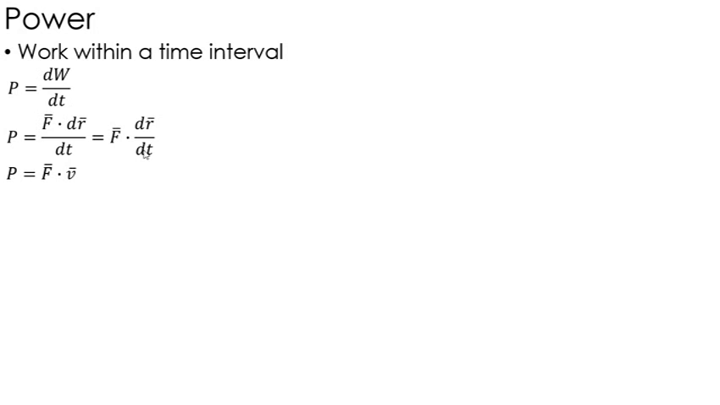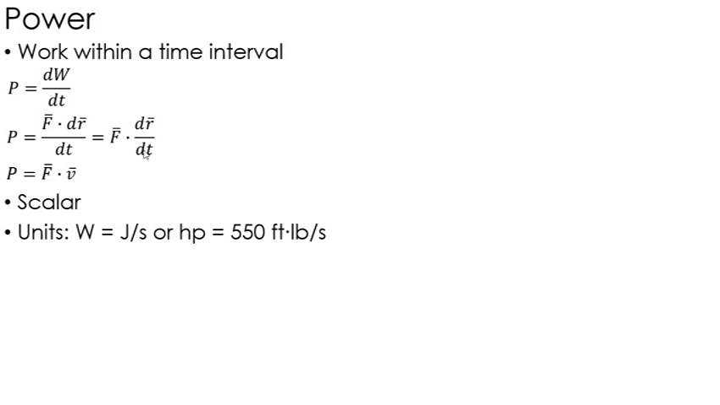So it's a time derivative of work. It's also force times velocity. I can use that to figure out power. So this is also a scalar, just like work is. So it has no direction, just a magnitude. It has units of joules per second, which is a watt, or foot-pounds per second, or a lot of times we call that horsepower, where 1 horsepower is 550 foot-pounds per second. Okay, so again, it's just work per time.